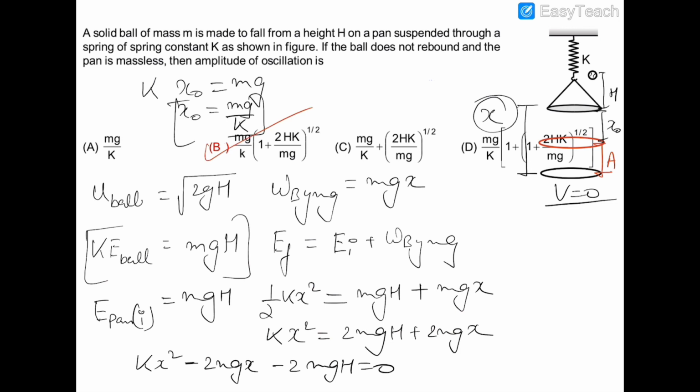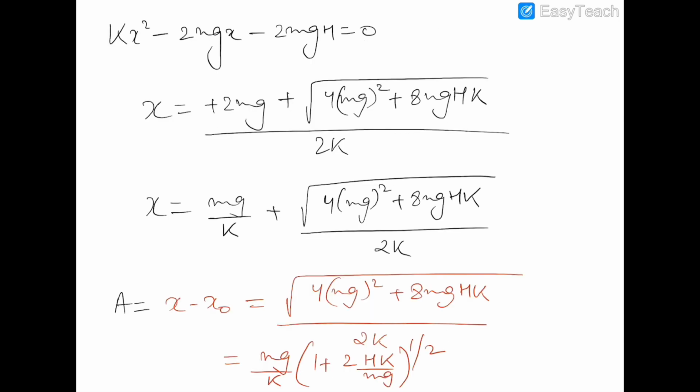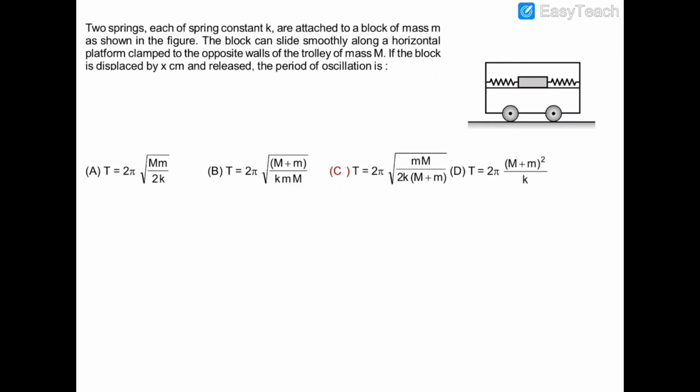Now let's move on to the next question. In this question you can see that there are two springs, each of spring constant K, and there is a van which is having a mass of M. This block is having a mass of small m. We have to find out the time period of oscillation of this system.